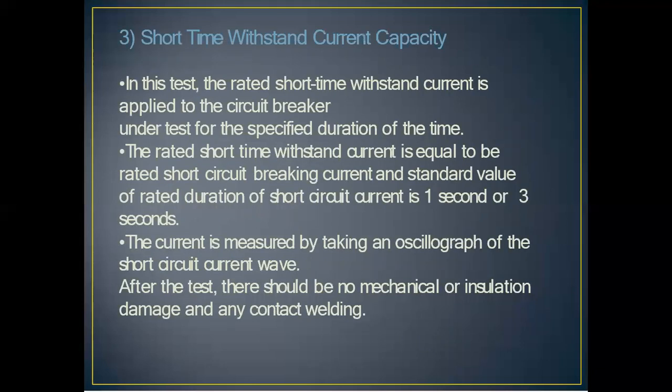Third one is the short time withstand current capacity. In this test, the rated short time withstand current is applied to the circuit breaker under test for the specified duration of time. The rated short time withstand current is equal to the rated short circuit breaking current, and the standard value of rated duration of short circuit current is 1 second or 3 seconds. The current is measured by taking an oscillograph of the short circuit current wave. After the test, there shall be no mechanical or insulation damage and no contact welding.